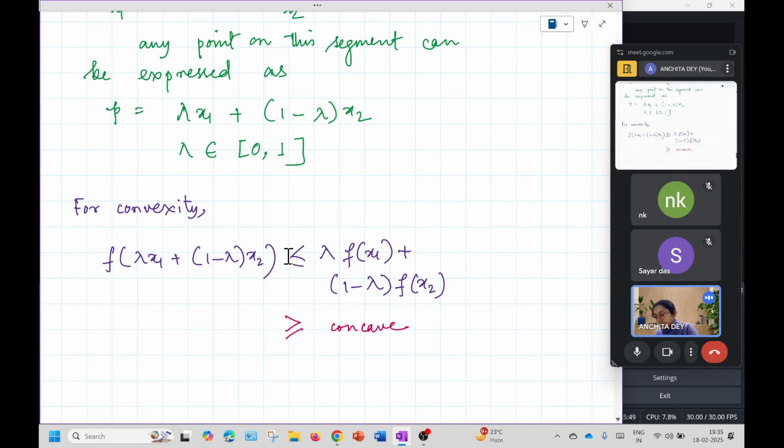Interestingly, if it is simply less than or simply greater than, then we call it strictly convex or strictly concave. Why strictly? Because it will never touch the points.